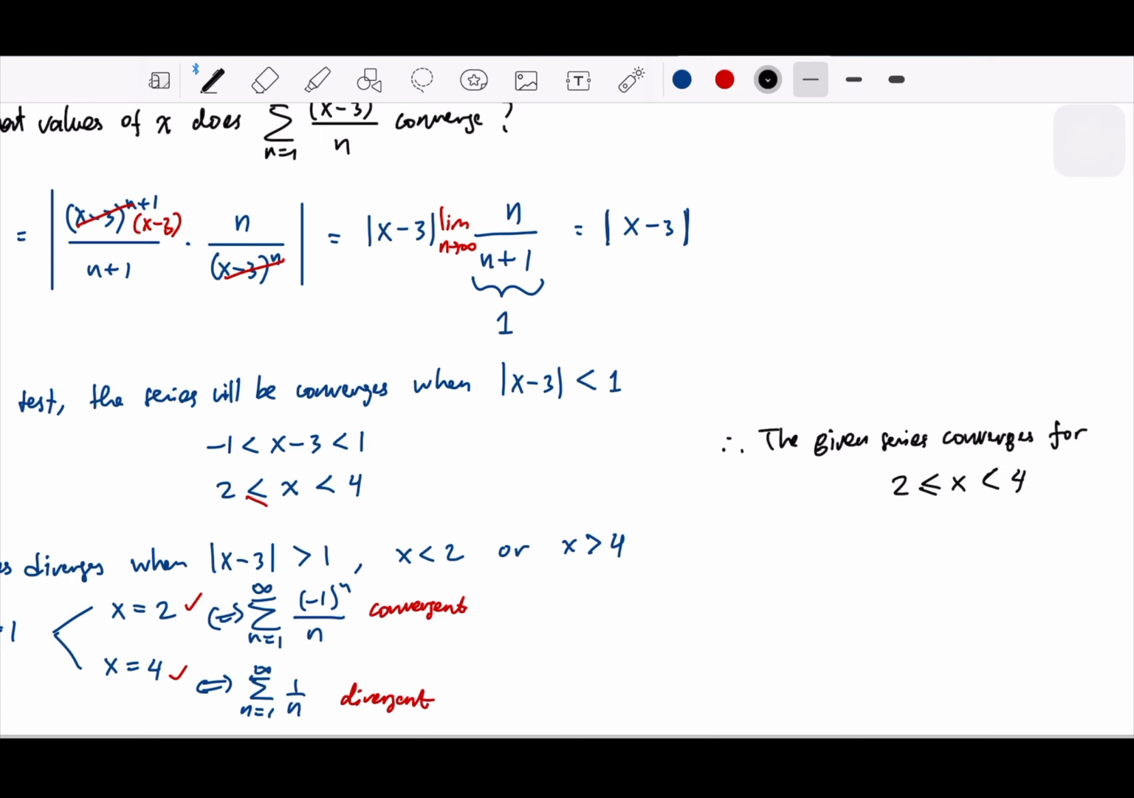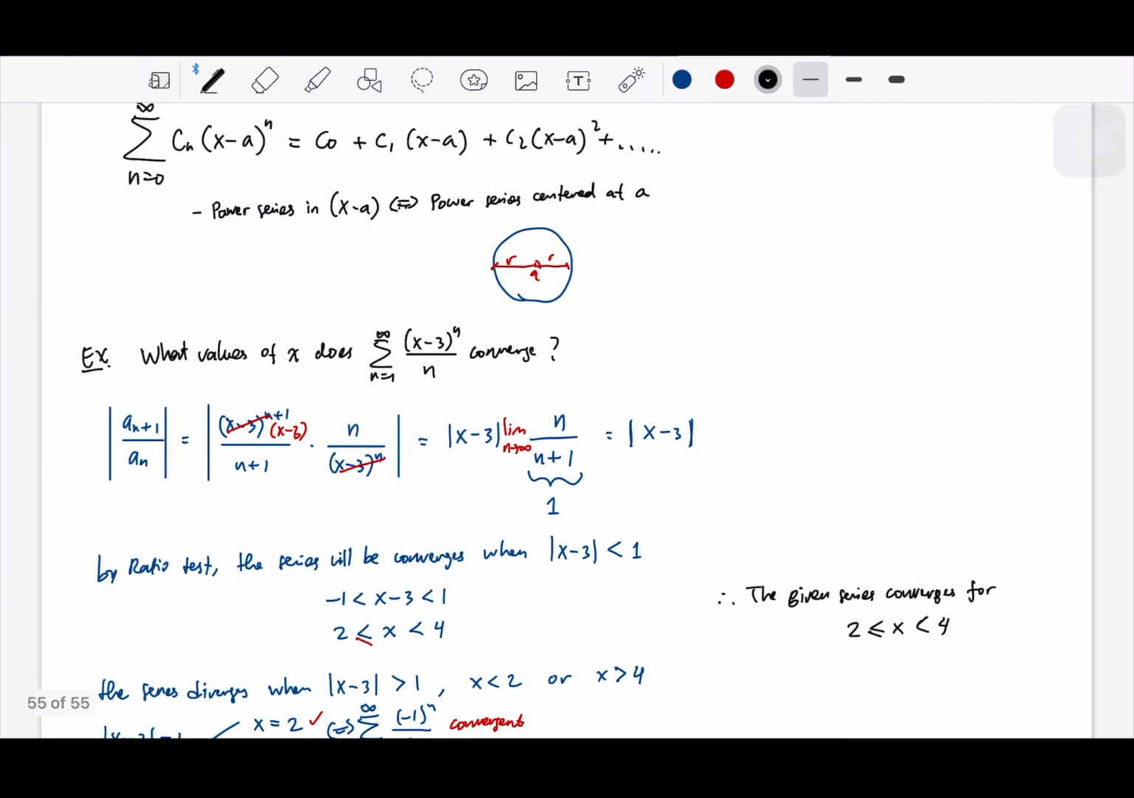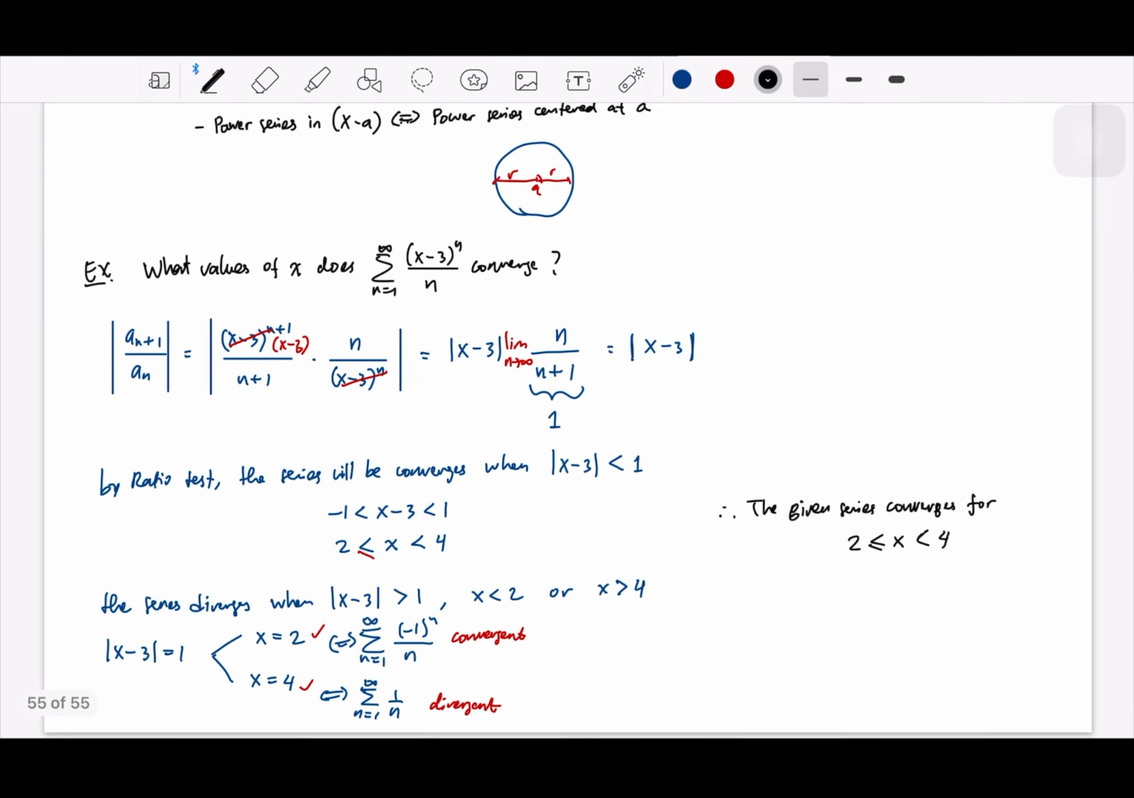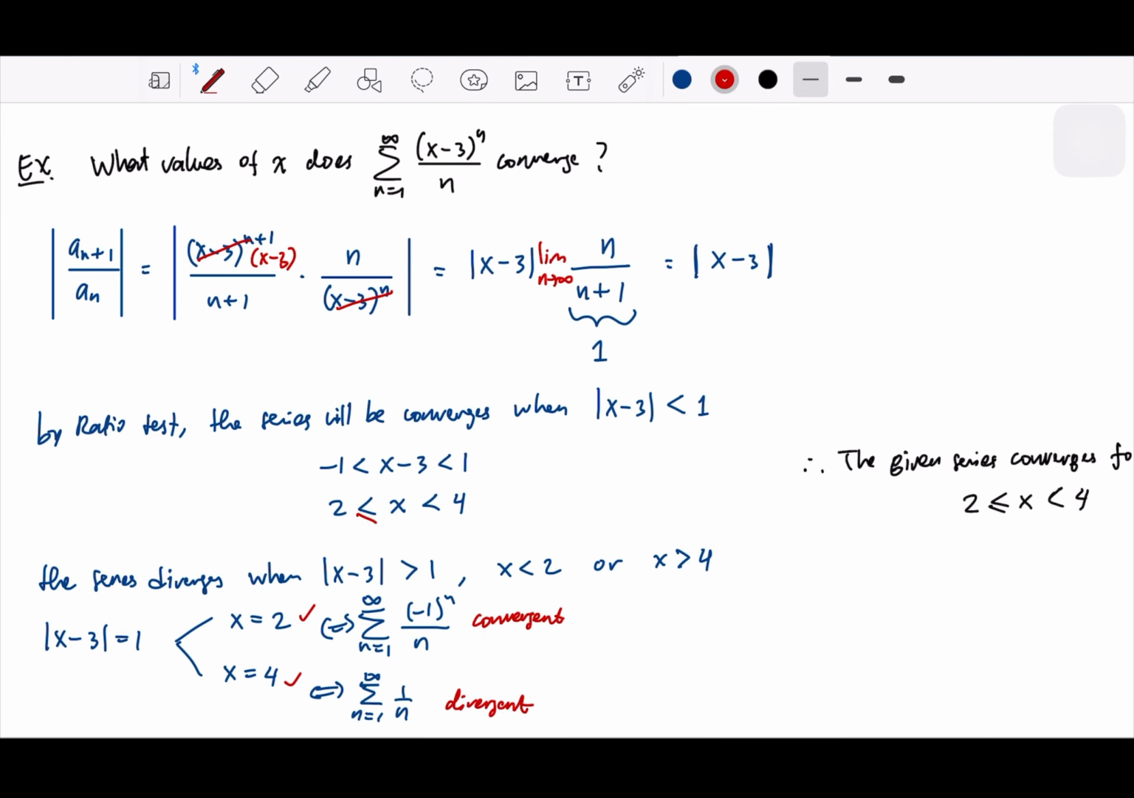So this is the first example, the first possibility for the power series. At least we will have 3 possibilities. So this is the first possibility.